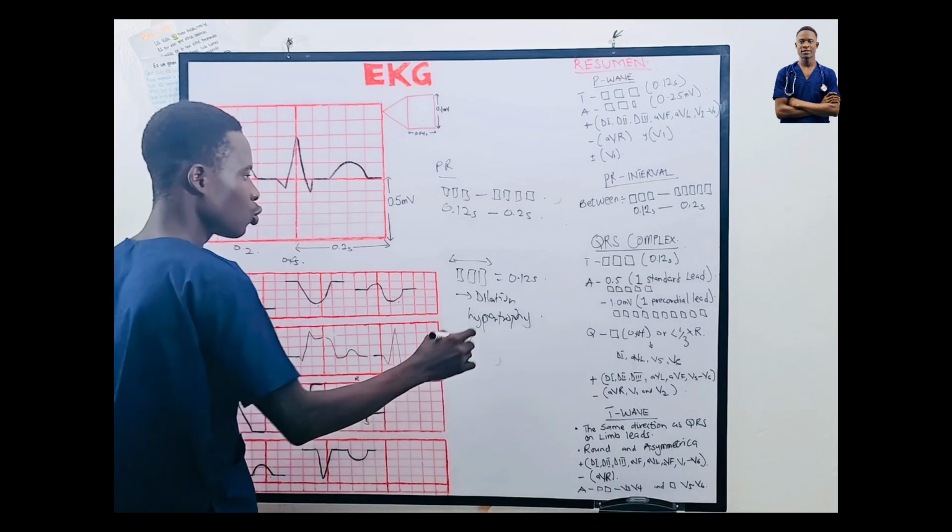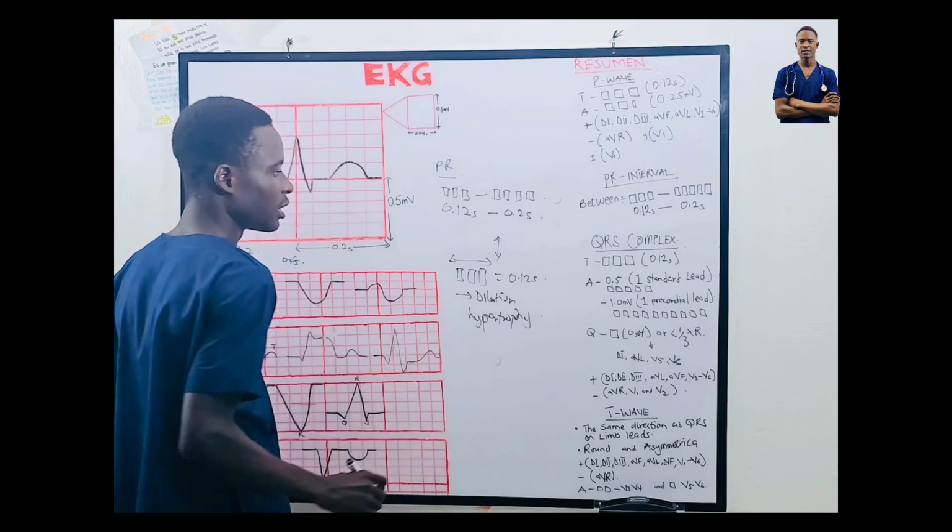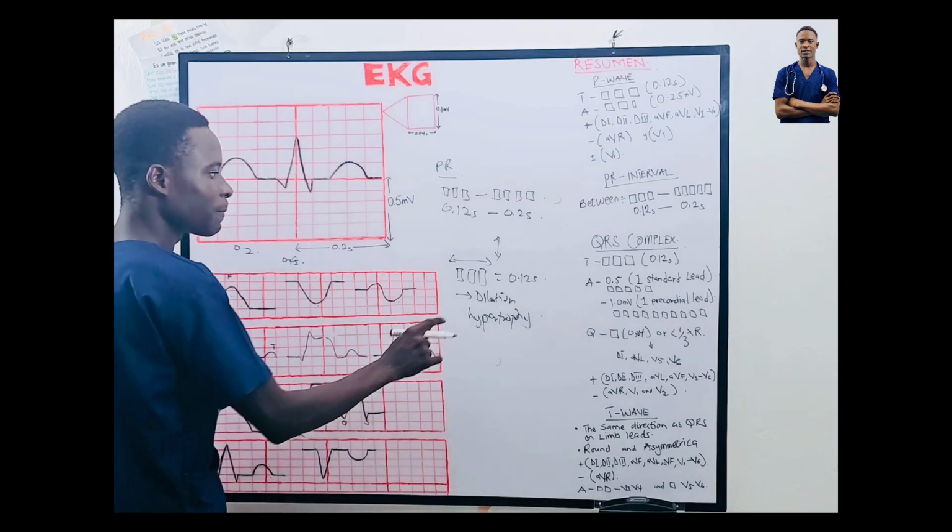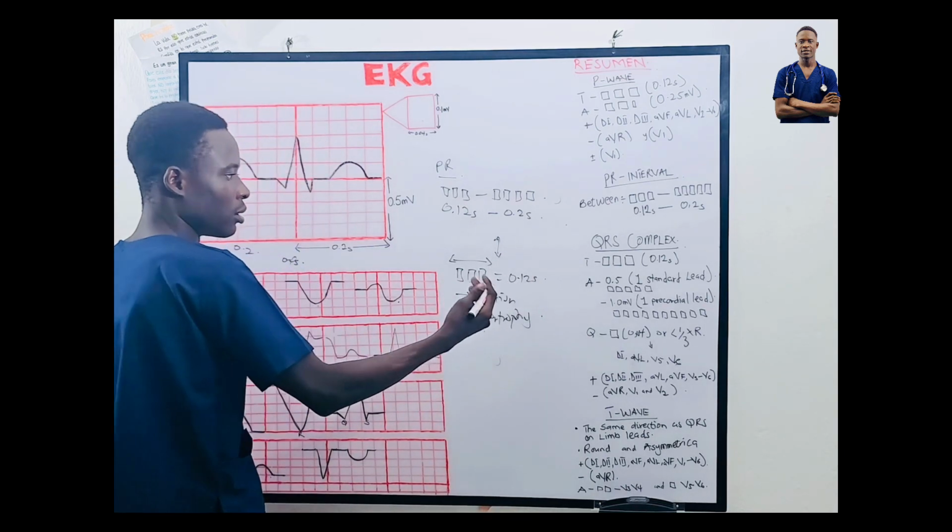Now, let's come to the amplitude. The amplitude is supposed to be on the limb leads.